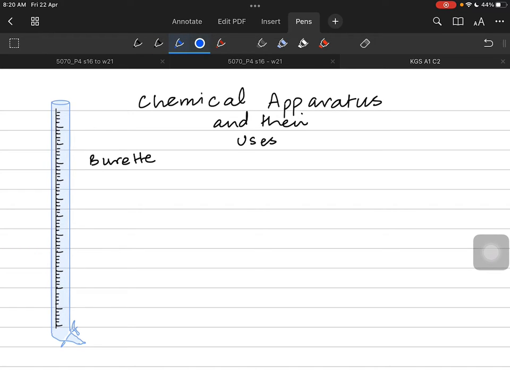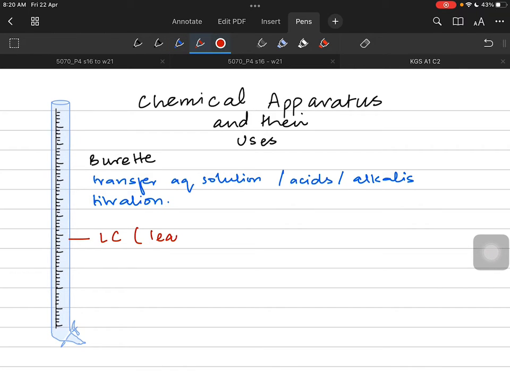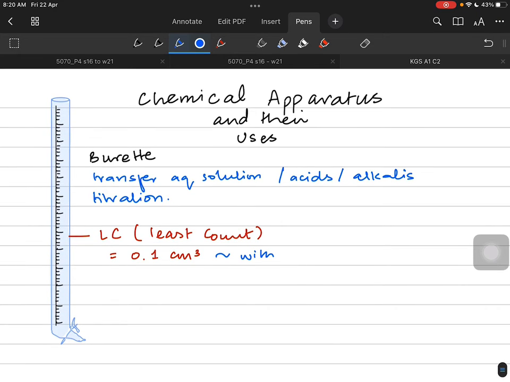So a burette is a very long tube-like structure and it's used to transfer aqueous solutions. You're not going to contain it, you're going to be transferring it for a reaction, like acids, like alkalis, especially in titration where we find the concentration of unknown chemical substances. The least count for a burette is 0.1 centimeter cube, which means you can measure a value with certainty up to 0.1 centimeter cube. Below this level of certainty, you can't measure with much clarity.